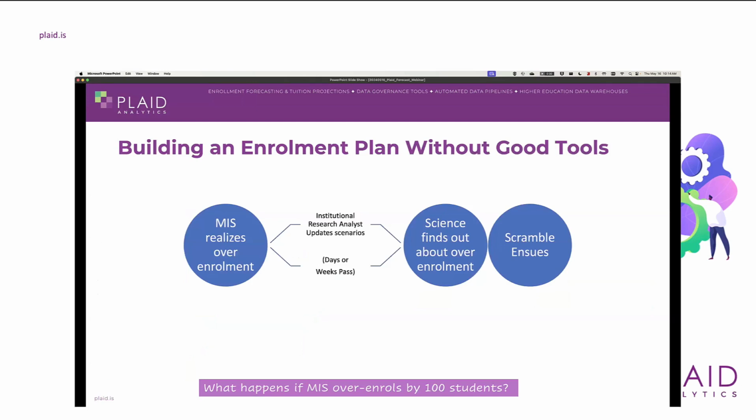What often happens without good tools, though, is that MIS realizes fairly late in the game that they're going to be over-enrolled. So if you think of a fall intake term, it might be they realize in August that they're running over what they expected. And they forward that to an institutional research analyst, who then takes days or weeks to update the enrollment forecast for everybody, sends it out again. Science then finds out about it, and they're weeks before the start of class. So a scramble ensues to be able to hire enough instructors, find rooms, or unfortunately, tell the students, you'll have to wait until next term. We just don't have the seats.